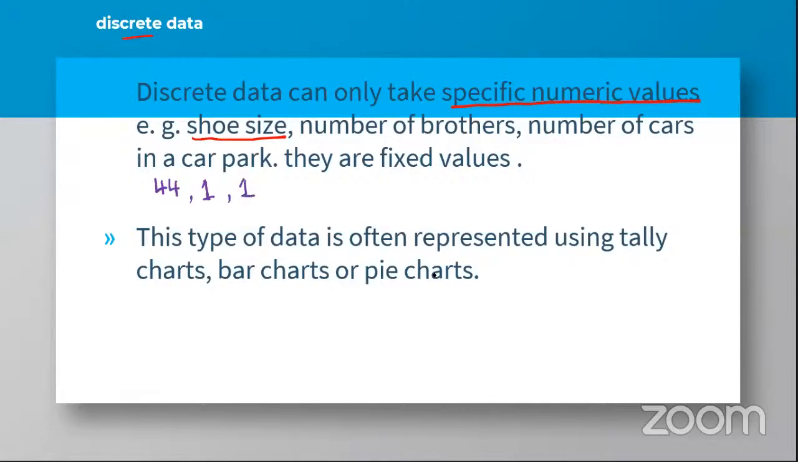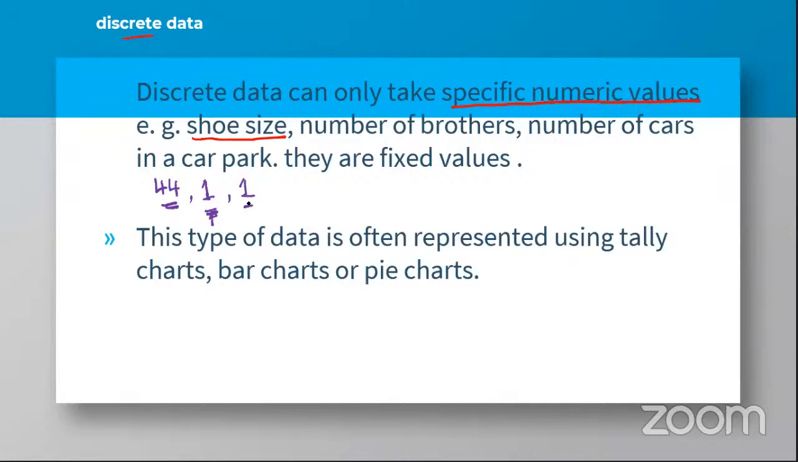Okay. Thank you, Muchivi. Now, this is what we are looking at, that when you talk about specific, if you ask someone for their shoe size, and the size is 44, that 44 will not become 45 in the next minute. That 44 will be 44 for that specific person. When I ask someone how many brothers do you have, right now you will count how many brothers you have. When you tell me it is one, it will be one.